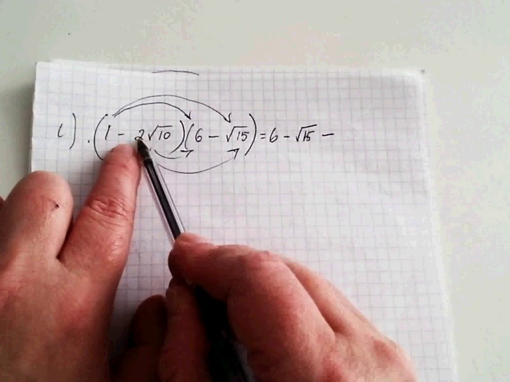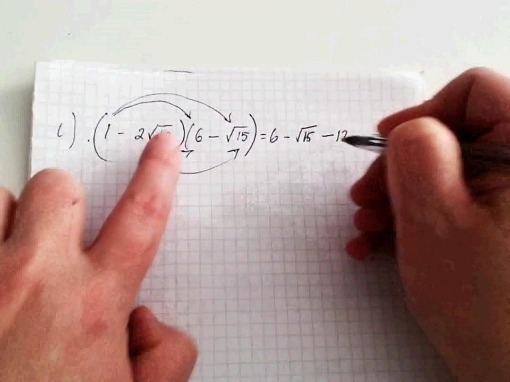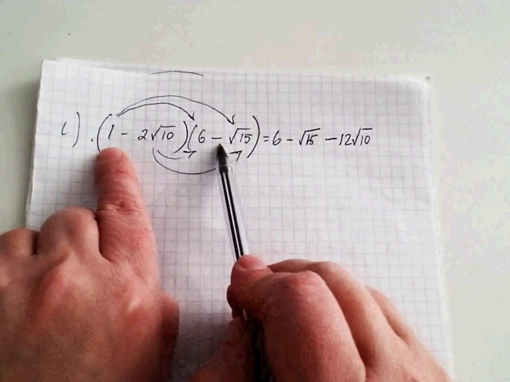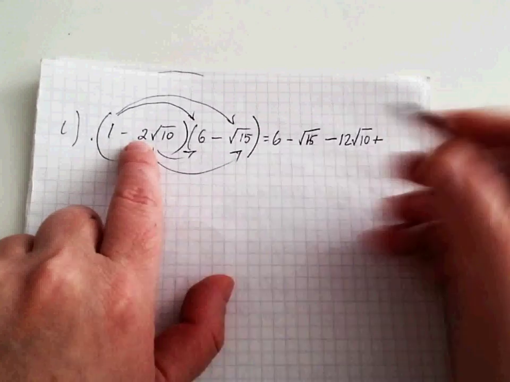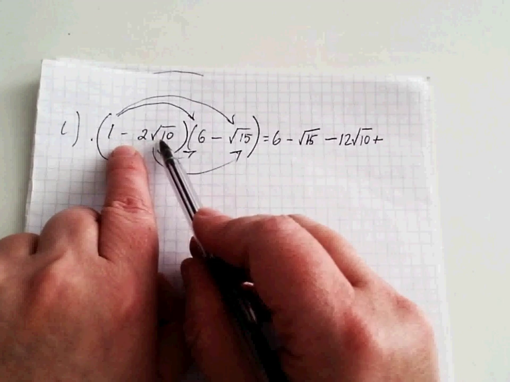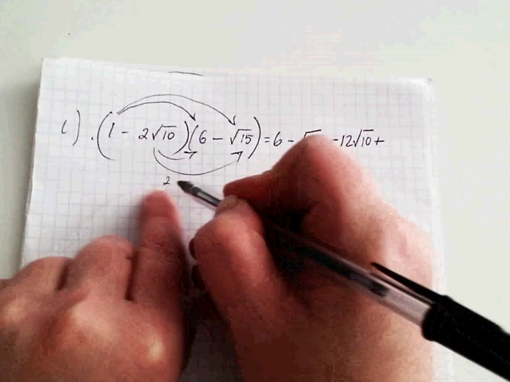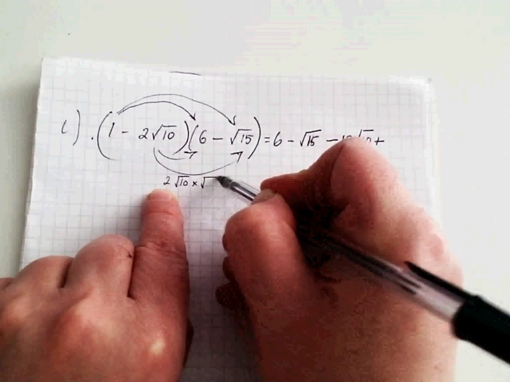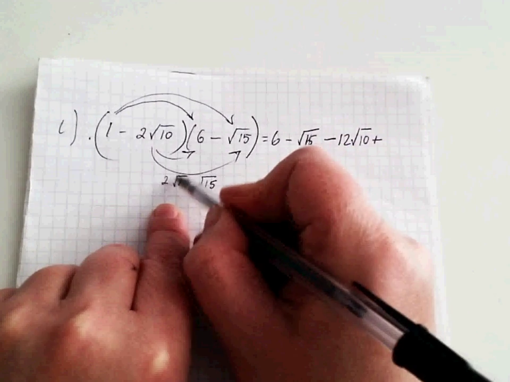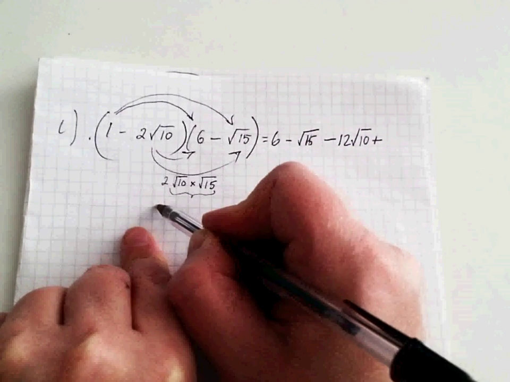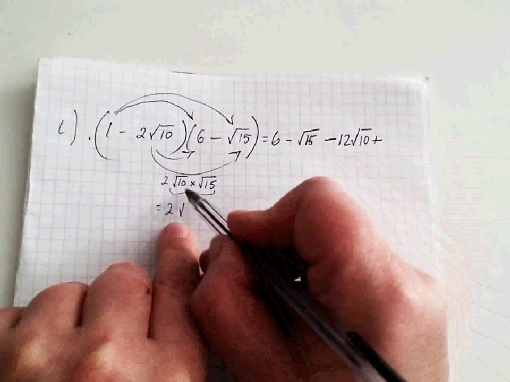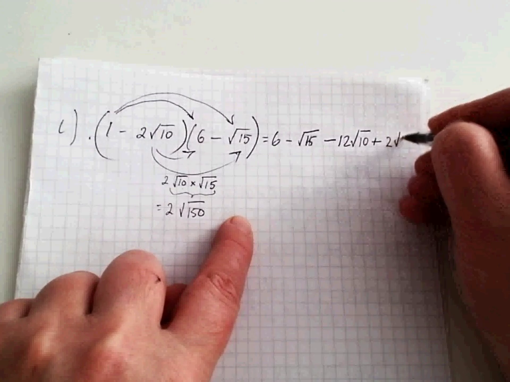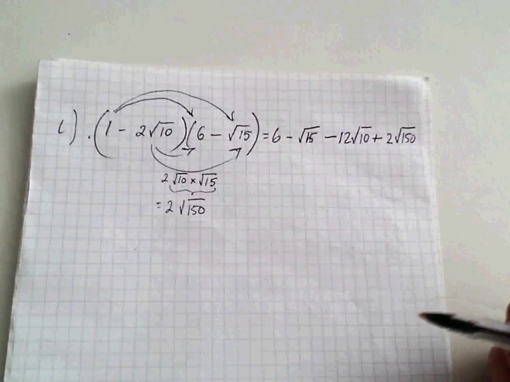Multiplying 2 roots of 10 by 6: 2 times 6 is 12, and multiplying by root of 10 gives root of 10. Now multiplying this negative by this negative gives positive. What we have with the numbers here is 2 roots of 10 multiplied by root of 15. We know that we can deal with this. We can write this as 2 times root of 150, so that's what we will write: 2 root of 150.